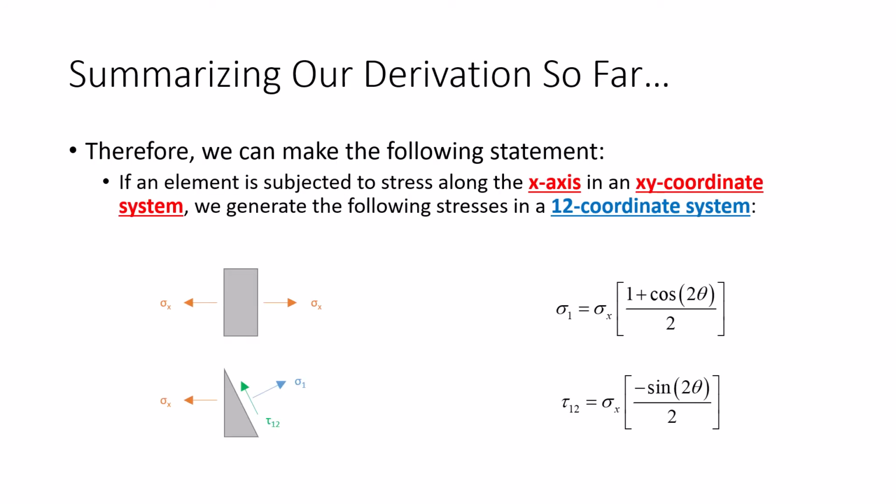So I want to summarize the derivation so far. I want to make the following statement and make sure that we're clear on it. If we have an element that is subjected to some stress along the x-axis, I generate the following stresses in the 1, 2 coordinate system. So sigma x will become sigma 1 and tau 1, 2. And in order to compute those, we take sigma x times some trig.